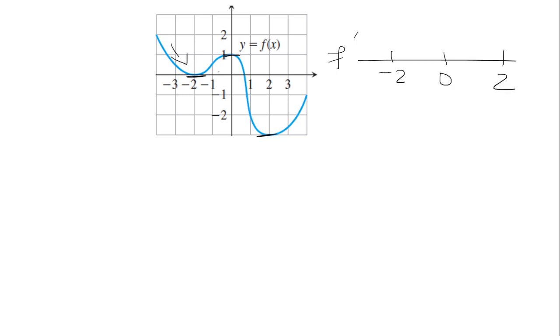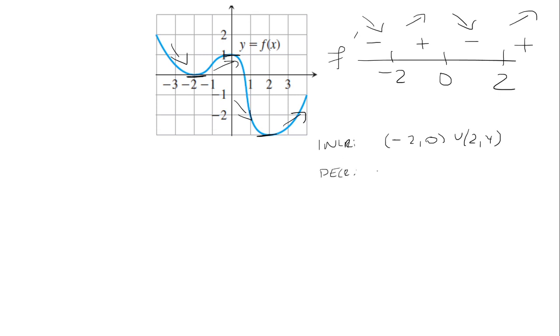Function is decreasing, then increasing, decreasing, then increasing. So it's just alternating. Okay, so it's increasing from -2 to 0 and 2 to 4. It's decreasing in between, so -4 to -2, and 0 to 2.